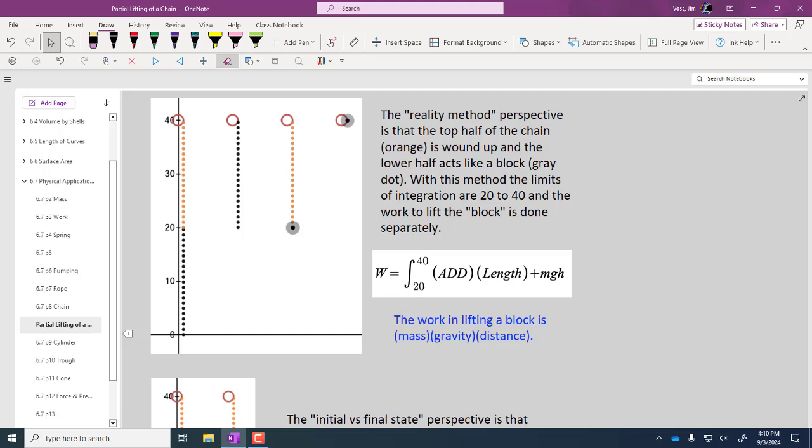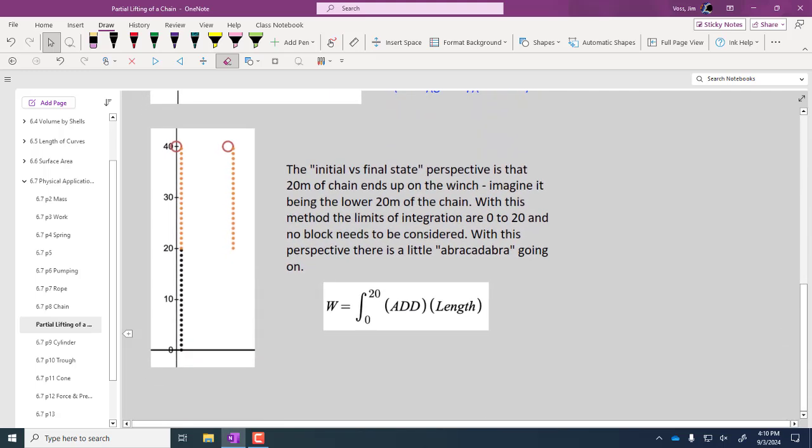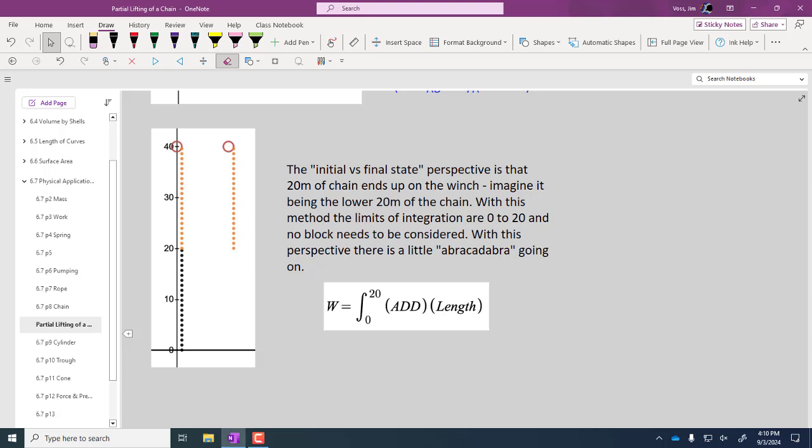Then I had a physics person many years ago say, well, why don't you just do it this way? And I was like, what? And they just integrated from 0 to 20 ADD length, got the same answer. I was like, I don't know. Why does that work? With this approach, you can take the initial state, and the terminal state is that there are 20 meters of links that are hanging.